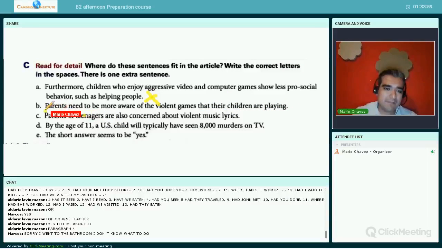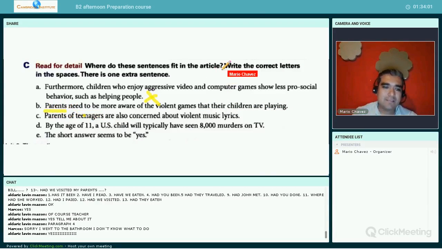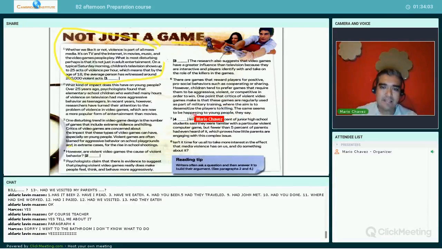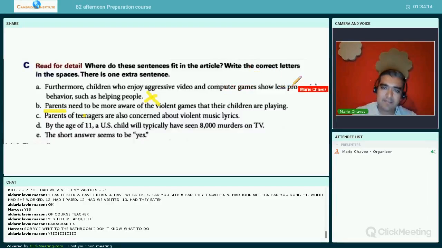This is talking about parents. And here it says one study, 80% of junior school students say they were familiar with particular ballet, but fewer than 5% of parents. So this is talking about parents. So yes, letter B goes with number 4.